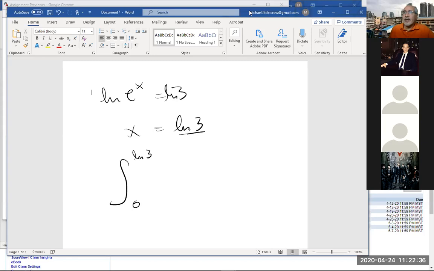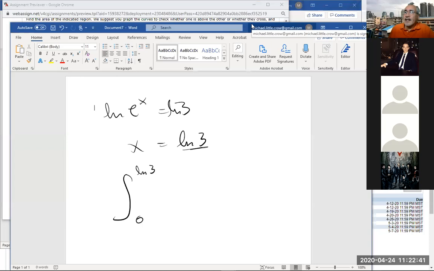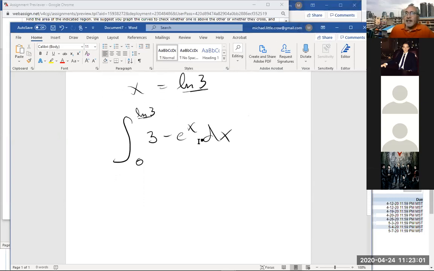And then this is what we're doing, the area between two curves. We've got e to the x, and we've got 3. I think 3 is higher initially. So we get the integral of 3 minus e to the x dx, something like this. And then we integrate that. This becomes 3x minus e to the x. When we integrate it, we go from 0 to natural log of 3.